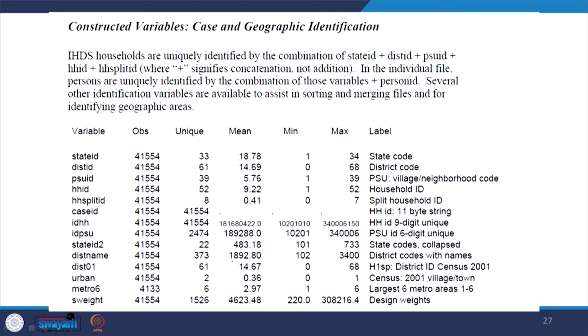Now, the constructed variables like case and geographic identification, all those details are given. IHDS households are uniquely identified. We will explore in detail how it is uniquely identified and which variables it requires. It is a combination; at this moment, I need not explain in detail. State ID, district ID, PSU ID, household ID, household split ID. If you combine all those together, we may define a combined ID that can be uniquely identified and tracked in different files, and can be merged. It will be helpful for merging to a different file for our analysis.